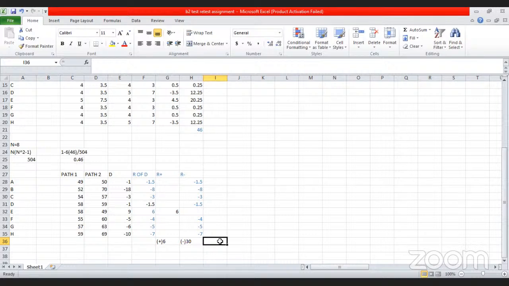Now, as per the rule of the Wilcoxon, we have to select the score that is the small one, that represents the smaller rank. So here the positive rank represents the smaller one, that is 6. So we have to select 6 only. So the T statistic for the Wilcoxon is 6. Okay. Is it clear?